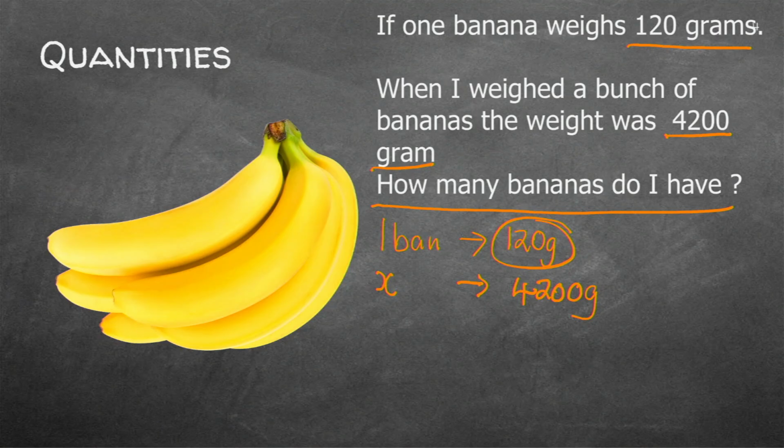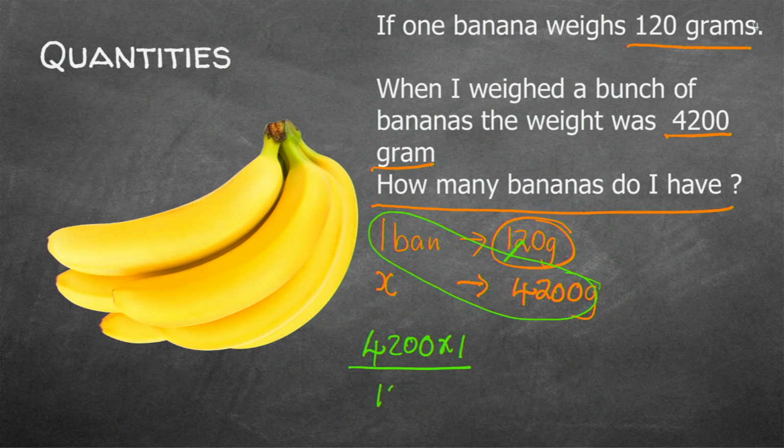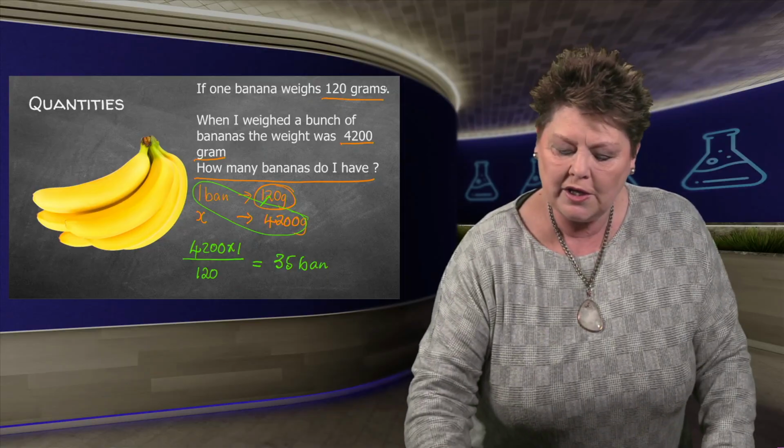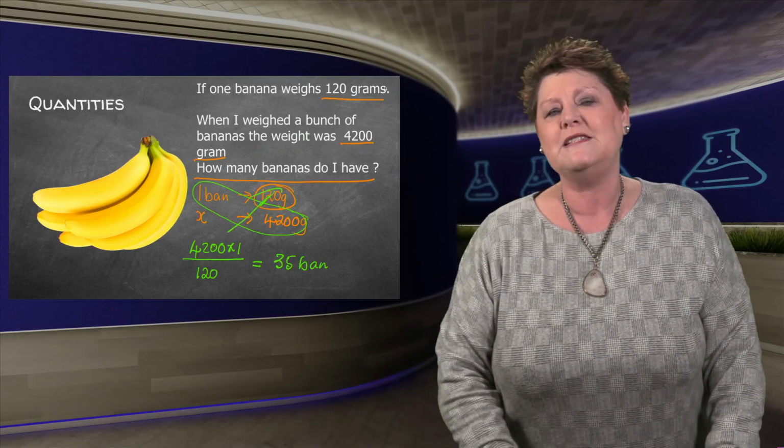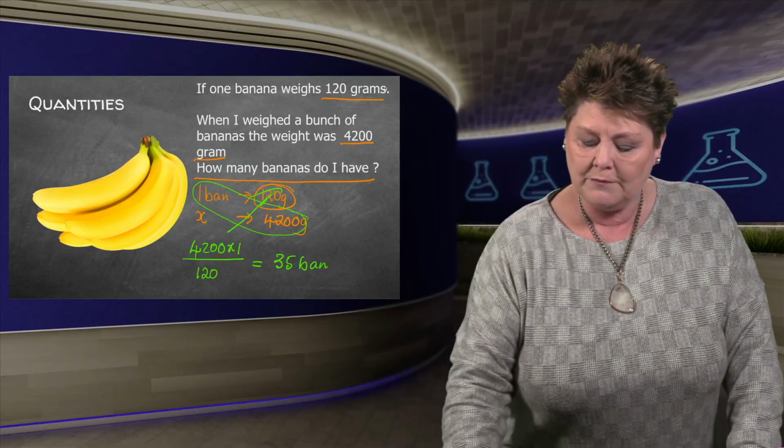Now we go exactly the same route. We will multiply 4,200 with the 1, and we will divide by 120. And can you see now, you will get an answer of 35 bananas. So you can switch from whatever is asked to the other by working with your crossover technique. You've done that in primary school.